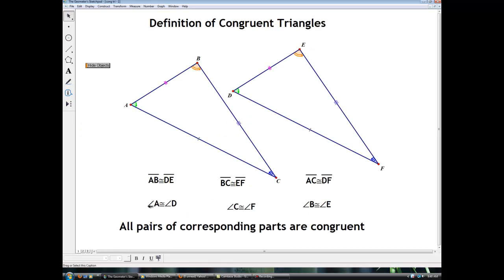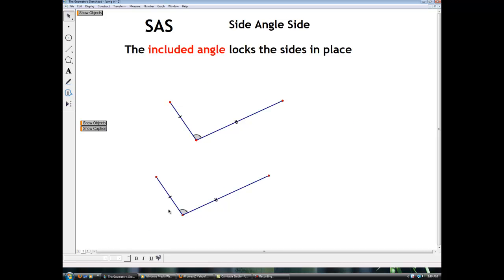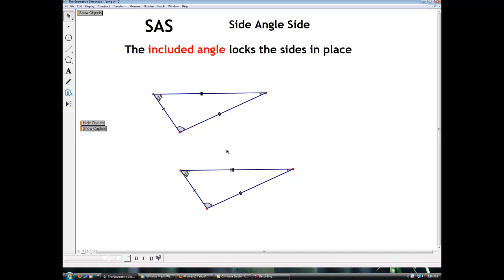Instead of needing all 6 congruent parts, these 3 alone will guarantee that if I closed each of the given figures into a triangle, this side will have to be the same measure as this side, my 3 marked sides, as will the remaining angles. So what we have now is a shortcut. If we want to prove that two triangles are congruent, we can just find side, angle, side. And that will guarantee that the two triangles are congruent.